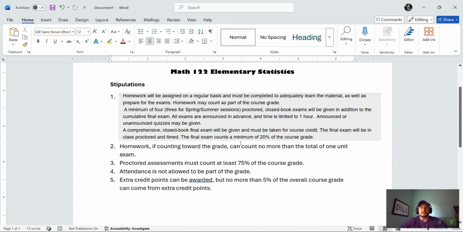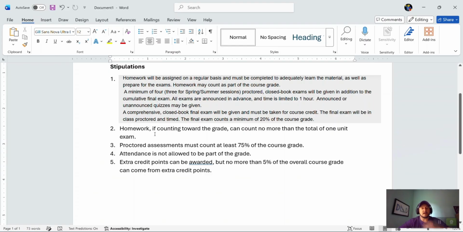Okay. Now, here are some of the things that are not penned down that we still have to abide by, at least in my department. If we are collecting homework and counting it towards the grade, we have to cap it at the value that a unit exam is worth. So for me, that's going to be 100 points. So homework cannot contribute more than 100 points, officially, toward the final grade for the student.